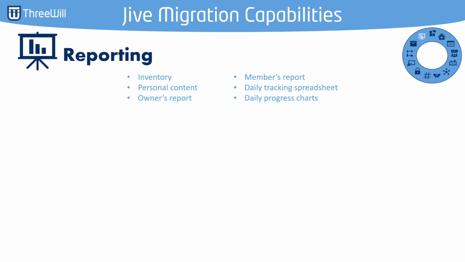And then finally, we provide you with reporting. So throughout the project, we'll have several reports. These are just some of the primary ones. So we have an inventory early on in the project, which I've discussed already. We can provide you with what we call a personal content report, which shows you the content of individuals that haven't put that content into places. We can also provide reports on the owners and members of the Jive places. So this is pretty useful from a communication standpoint. You can use that to email those users if you like.